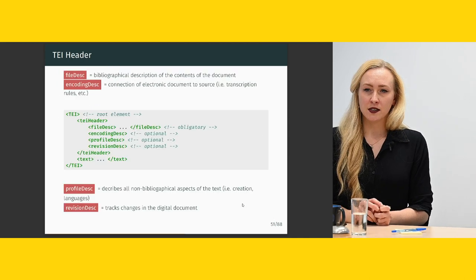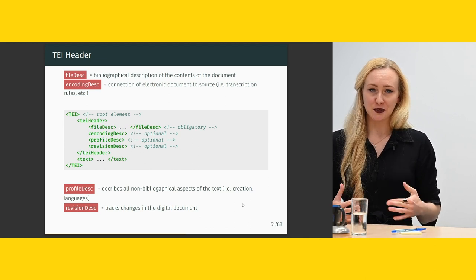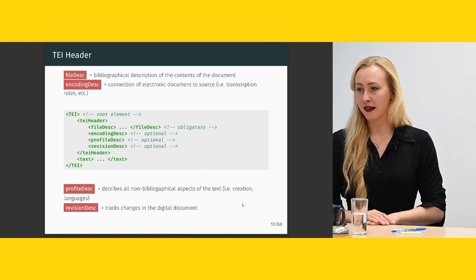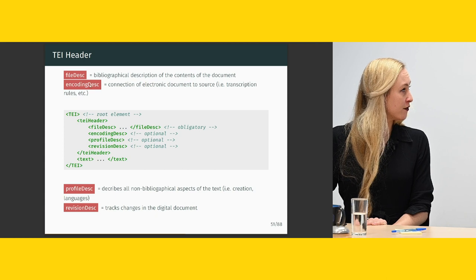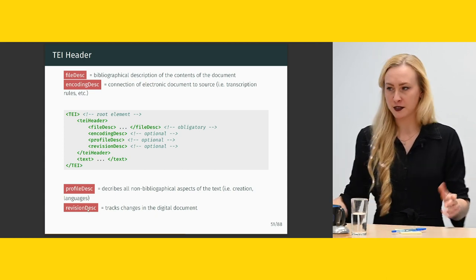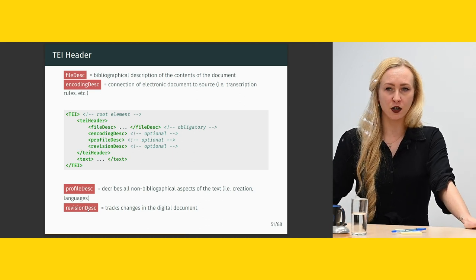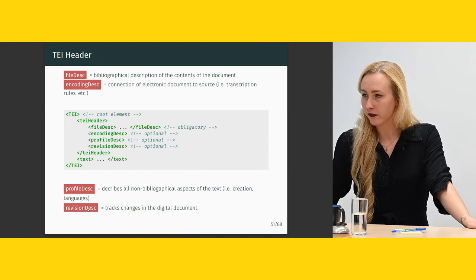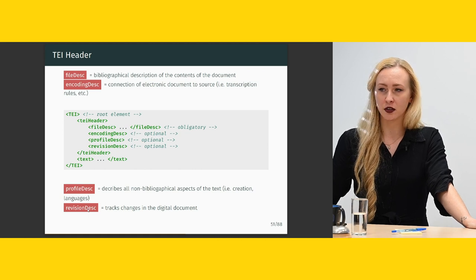And so here's an overview of this TEI header. This is where we get back into describing sources, books. And there are four elements, as you can see. The ones that I've marked in red here, they're the four different big categories. And the first is the file description. This is the only one that's obligatory, but the others will also be useful to us and we will be using them as well. The file description is a bibliographical description of the contents of the document.